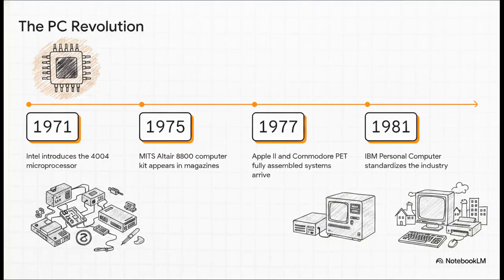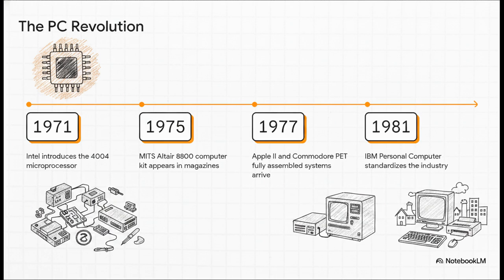If the transistor shrank the computer, well, the invention of the microprocessor completely democratized it. This is where we begin to see computing come out of the sterile laboratory and straight into the living room. In 1971, the Intel 4004 microprocessor arrived, packing massive power onto a single chip. By 1975, hobbyists were actually building the Altair 8800 from a kit.